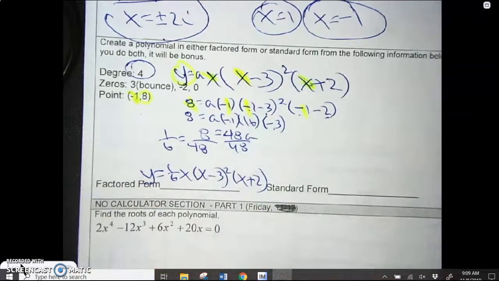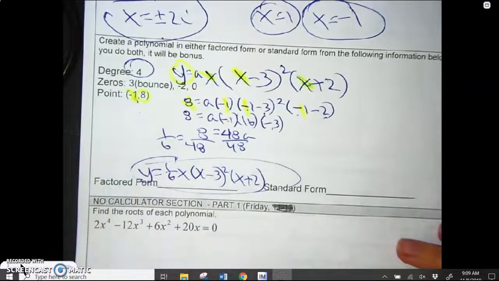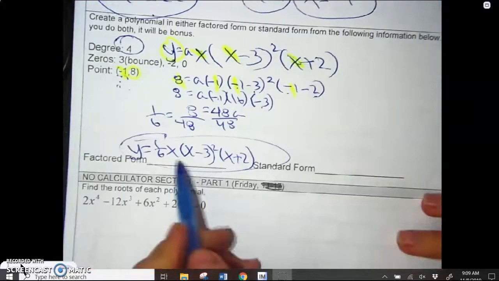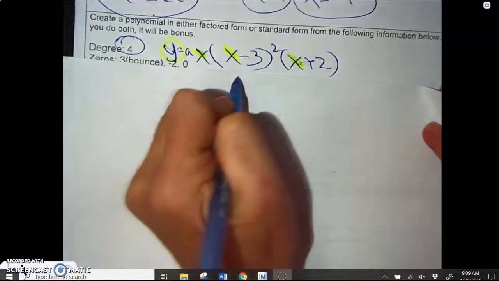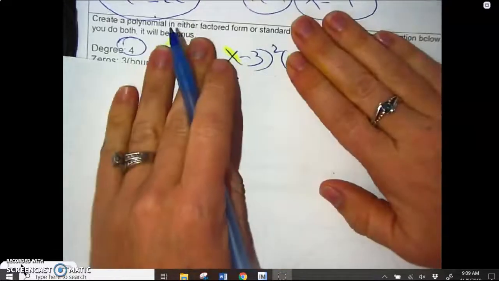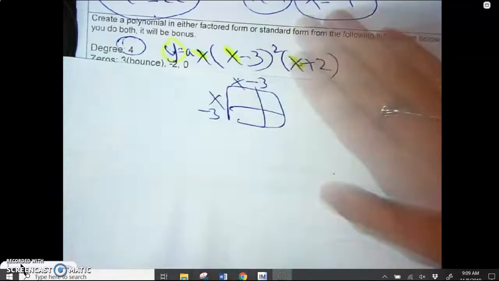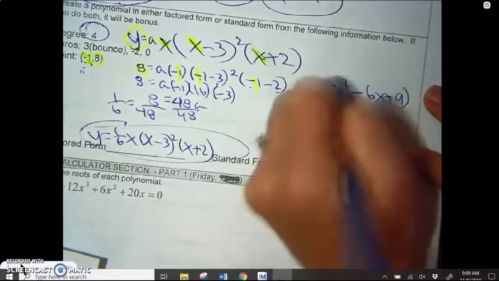If I have time, we'll graph this in the calculator, see if it crosses at negative 1, 8 by going menu, trace, graph trace. To put it in standard form, I'm going to be boxing it out. It doesn't matter the order. I will do this box first, so I will focus on the x minus 3 squared, x minus 3, x minus 3. I box that out first. I get x squared minus 6x plus 9.